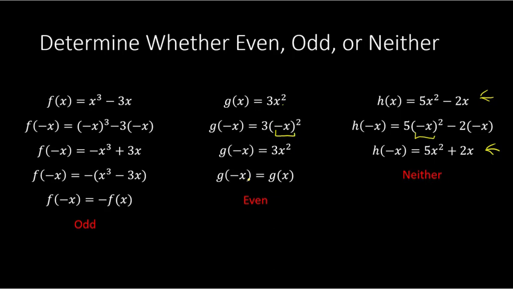All right, so that's the key. Just plug in a negative x in place of x and see what happens. If the function is opposite from what you started with, then it's going to be odd. If it's the same as what you started with, it's going to be considered even.